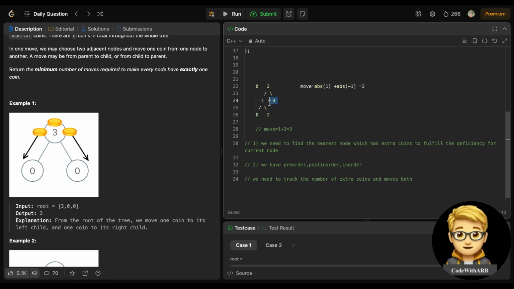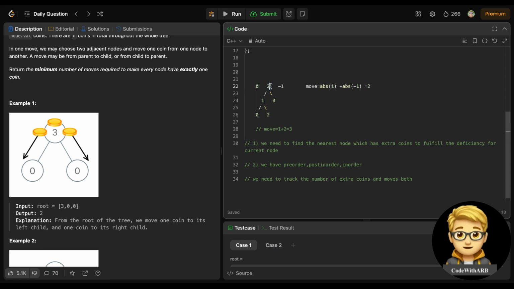Because it will tell that I don't have, I have 0 coins, I need 1 coin. It means it requires -1 coin. So this is -1, this is 0, and this is 2. This root has an extra coin, because it should have only 1 coin, but it has an extra 1 coin. So it can give -1 to this, right? This can give -1 to this.